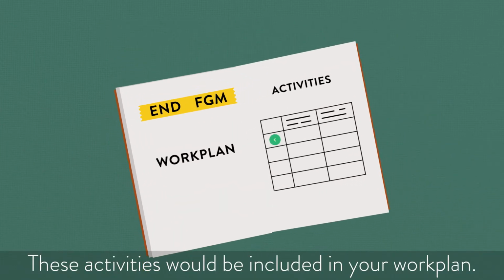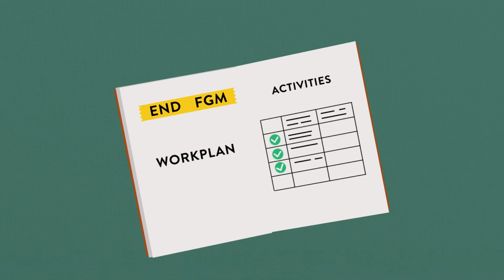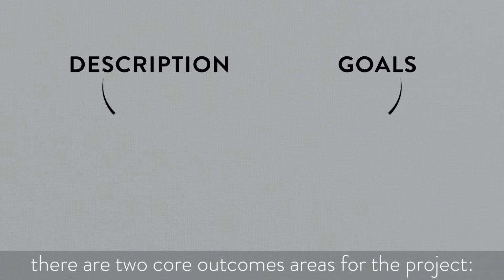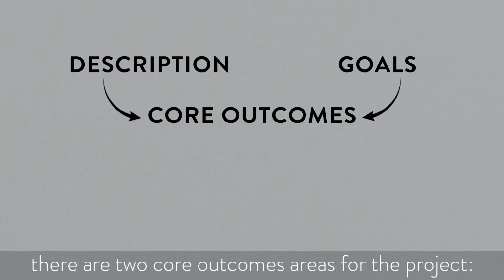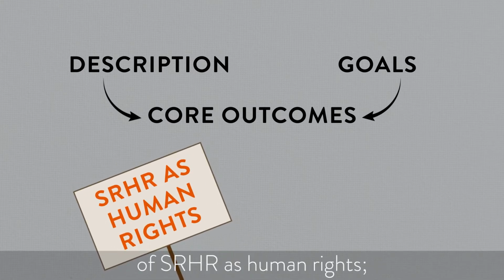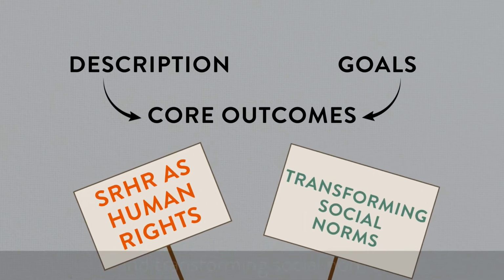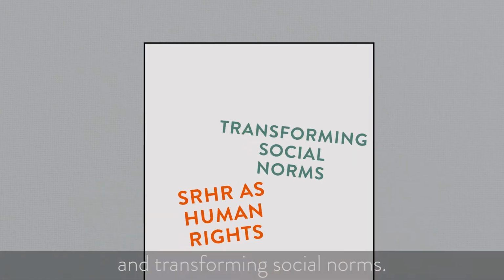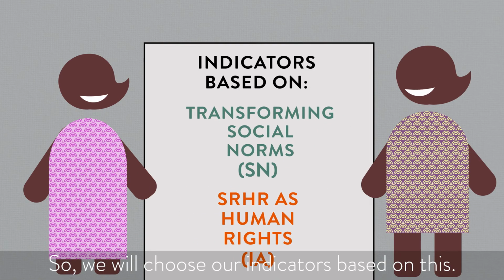These activities will be included in your work plan. Based on the project description and goals, there are 2 core outcome areas for the project: increasing individual awareness of SRHR as human rights and transforming social norms. So we will choose our indicators based on this.